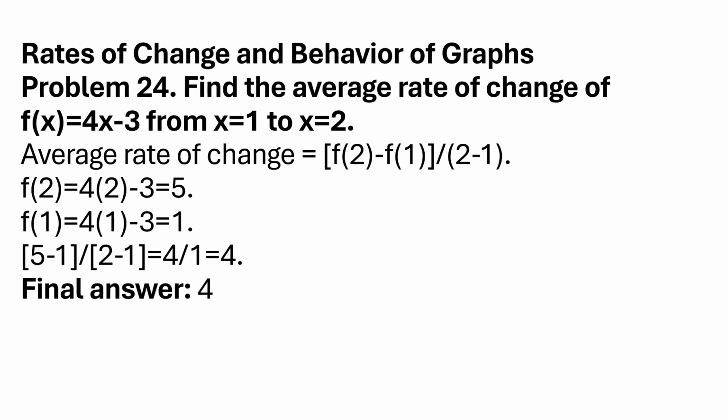We are asked to find the average rate of change of the function f of x equals 4x minus 3 from x equals 1 to x equals 2. Using the average rate of change formula, we obtain 4. Therefore, the average rate of change is 4.